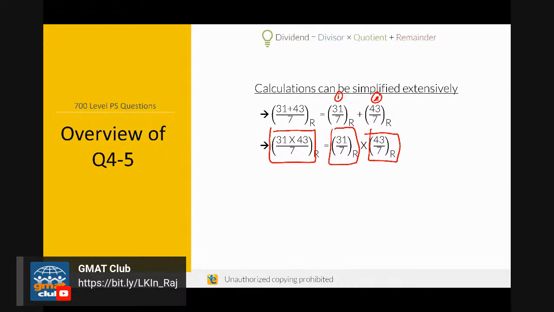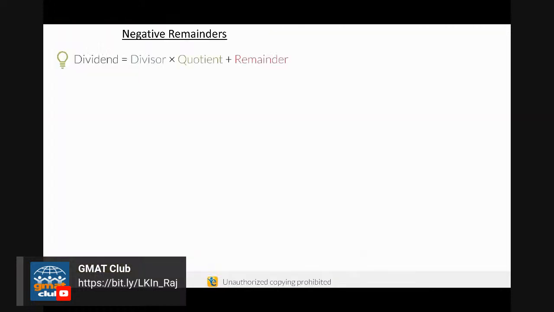Now let's move forward and build upon this. We extended this to powers: when we want to do 31 to the power 3 by 7, we find the remainder of 31 by 7 and then cube that piece. That's the simplification. Now we want to talk about another concept called negative remainders. This is a simplification method which makes the math much easier when we express a number as x minus something.